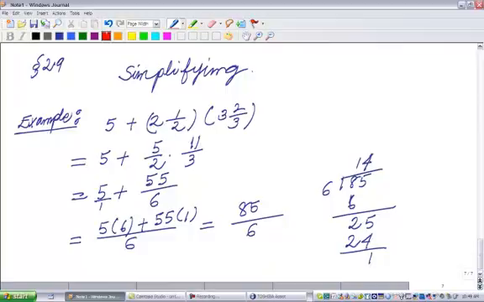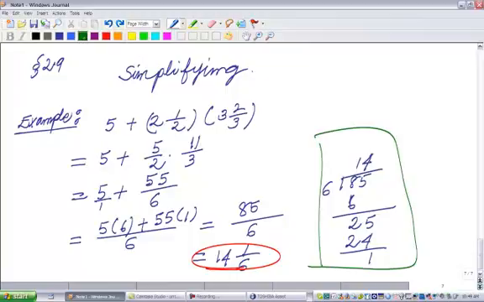Where did the final answer go? Came back. Everybody is happy? Everybody's happy? All right.